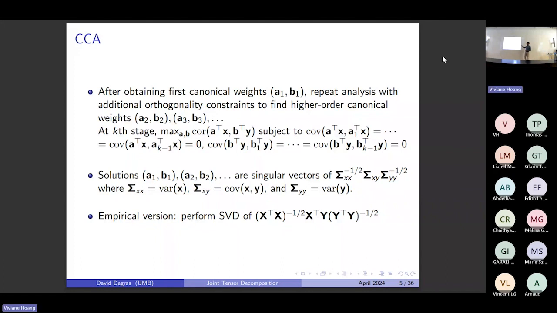So when you do a canonical correlation analysis, you first need to whiten your X and your Y data sets somehow, and then do the cross correlation of that, and do the SVD. That will give you the canonical vectors. Okay, so that's standard CCA.